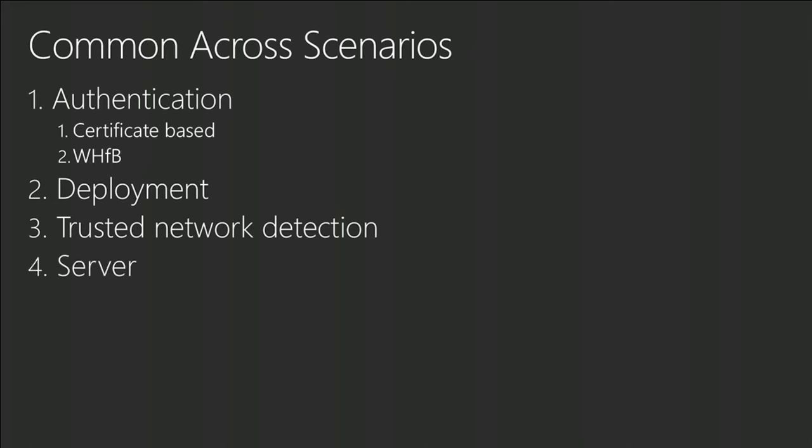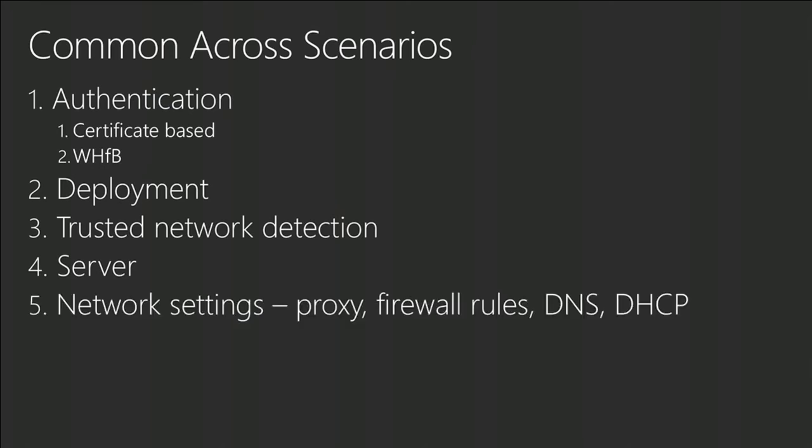Fourth, we get this question a lot. You talked a lot about client, but how do I configure this on my server? What servers can I use? From our perspective, everything is configured on the client side. There's nothing additional you need to do on the server side. However, you should keep in mind that the protocol that's supported on the server has to match the protocol supported on the client so that they are able to talk to each other and create that connection. Fifth, any additional network settings, proxy, firewall, DNS, DHCP that you want to configure will also work for any of the scenarios that we have discussed today.